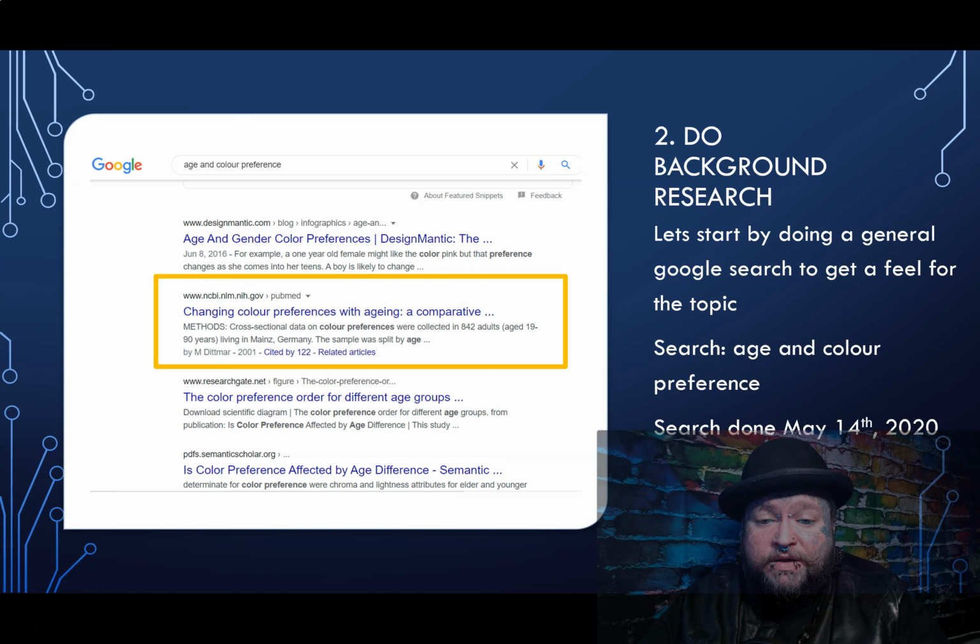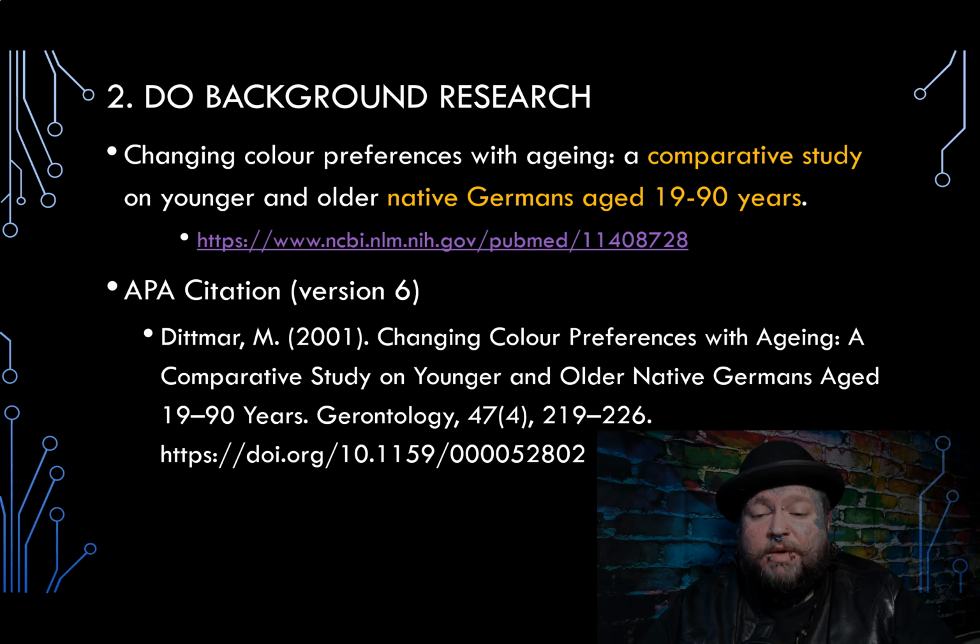Changing color preference with aging, a comparative study. So they just look deeper into that one and see what they start finding. The overall title they find for this one is Changing Color Preference with Aging, a comparative study on younger and older native Germans from 19 to 90 years old. And you've got the citation here and a link to this one.